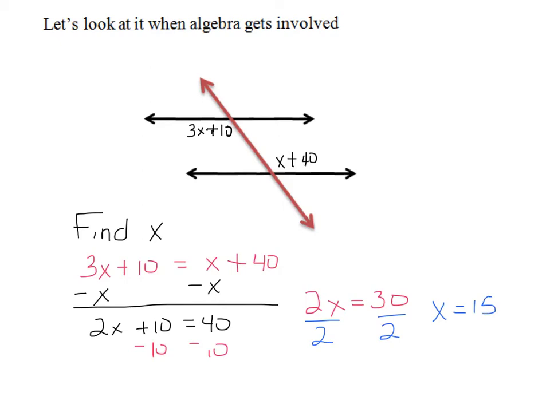So if it wanted you to find the actual angle, what you would do is plug in 15 into either one of those. So I'm going to pick this one. 15 plus 40 equals 55. That means this angle is 55 degrees. And from there we can actually figure out all the other angles like we did in our previous example.